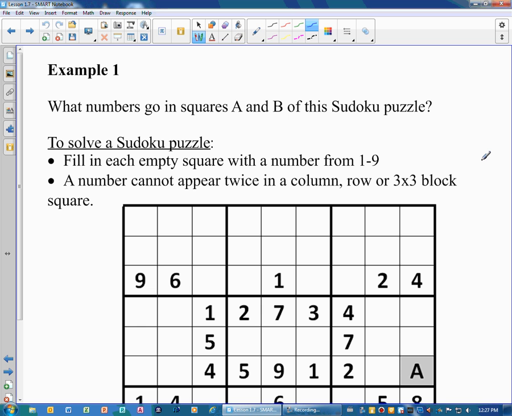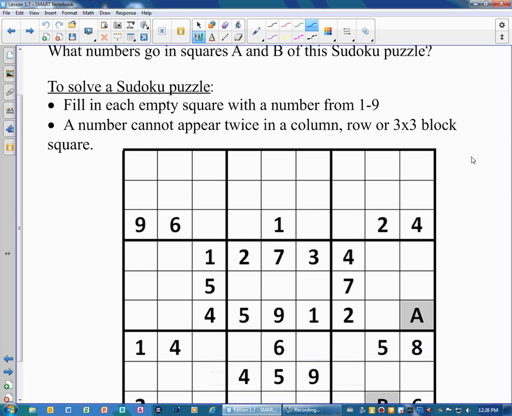Okay, so Sudoku is an example of a puzzle, and if you already know how to do Sudoku, you could go ahead and move on from this, but if you don't, I will teach you how to do one of these puzzles. So it says to solve a Sudoku puzzle, you need to fill each empty square with a number from 1 to 9, and a number cannot appear twice in a column, a row, or a 3x3 block square. So let's get out the highlighter.